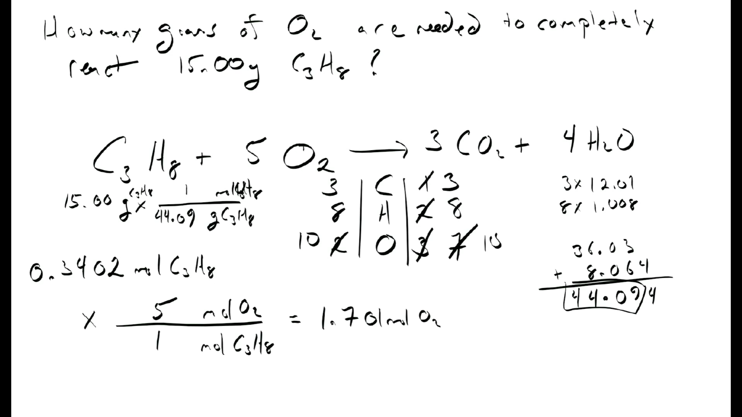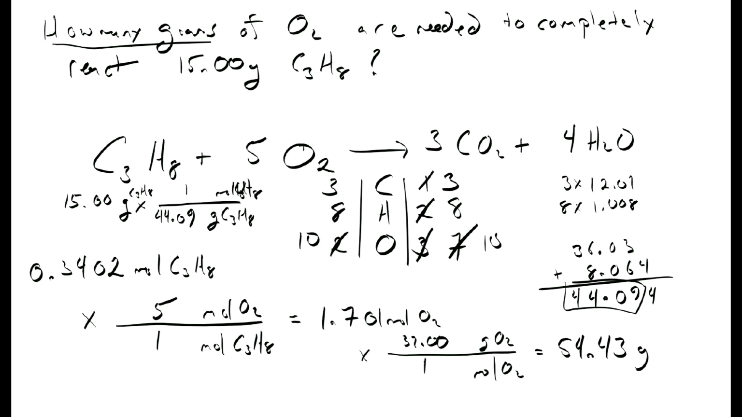Not quite. I said how many grams of oxygen. So we're going to have to go ahead and do another conversion. We're going to multiply by the molar mass of oxygen. Grams of oxygen per moles of oxygen. And that's 32.00 grams per mole. Gives us 54.43 grams of oxygen. And there's the answer to that little question.